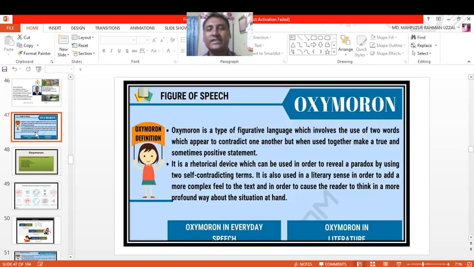One of the figures of speech is oxymoron. Oxymoron is a type of figurative language which involves the use of two words which appear to contradict one another but when used together make a true and sometimes positive statement. It is a rhetorical device which can be used in order to reveal a paradox by using two self-contradicting terms. It is also used in a literary sense in order to add a more complex feel to the text and in order to cause the reader to think in a more profound way about the situation at hand.